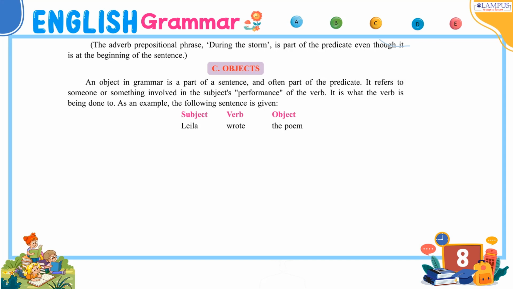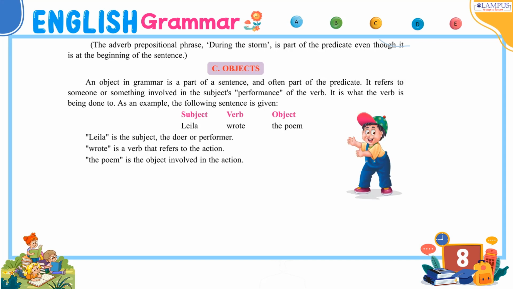Objects. An object in grammar is a part of a sentence, and often part of the predicate. It refers to someone or something involved in the subject's performance of the verb. It is what the verb is being done to. As an example, the following sentence is given: subject, verb, object. Leila wrote the poem. Leila is the subject, the doer or performer. Wrote is a verb that refers to the action. The poem is the object involved in the action.